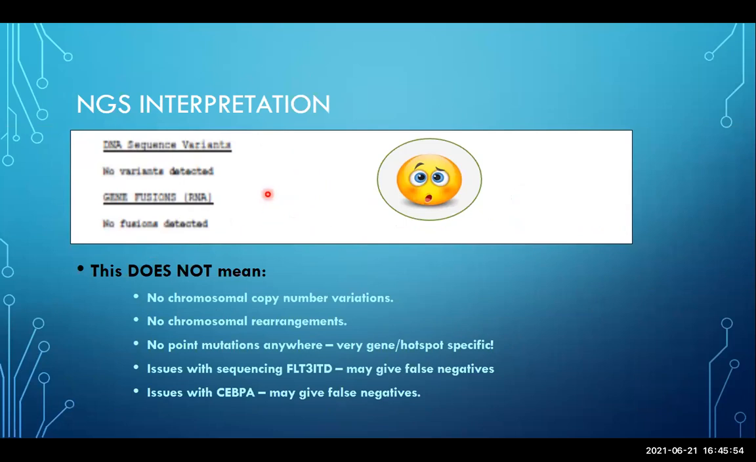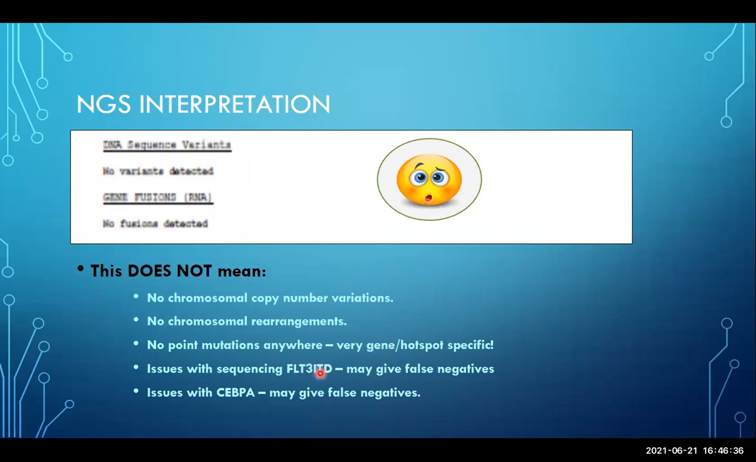I think the worst that any clinician or pathologist would want to see is that there's no variants detected, no fusions detected, because now detected, what does this mean? And I can tell you what it doesn't mean. So what it doesn't mean, like in the Oncomine panel, for instance, it doesn't mean that there's no copy number variations. It doesn't mean that there are no chromosomal rearrangements, because there are specific ones that are looked at. This is not a karyotype, so it does not look at everything. It doesn't mean that there are no point mutations anywhere, because the panels are gene specific or even hotspot specific.